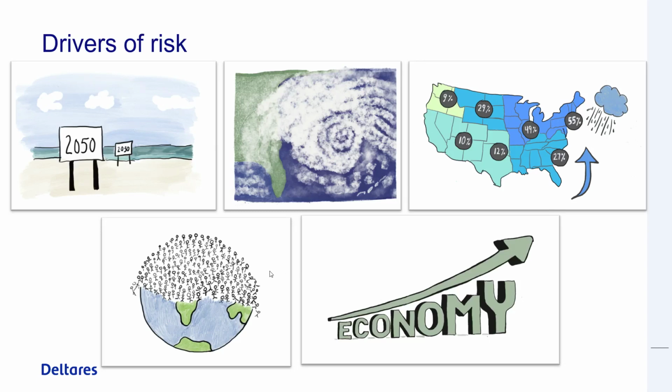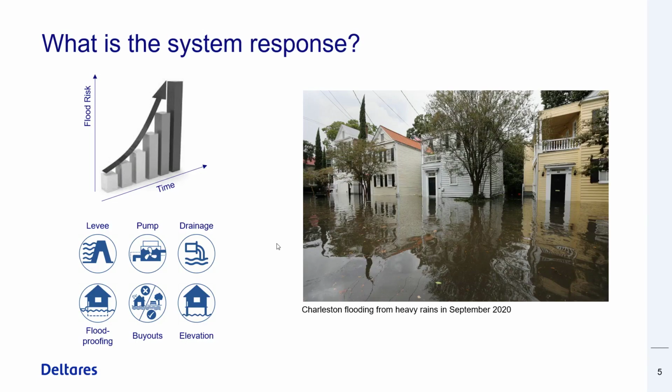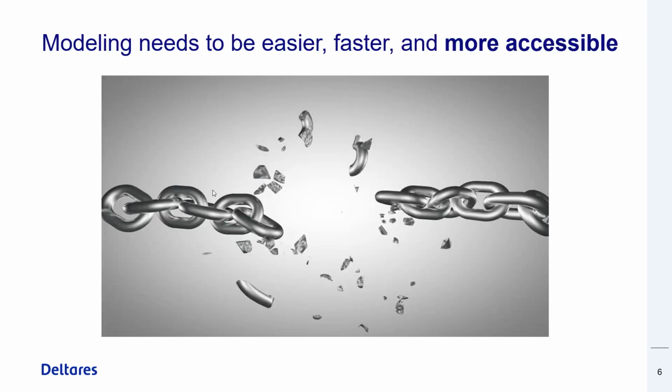And they can also be socioeconomic changes. Population growth is something that's being experienced in many urban communities, and also economic growth. All of these changes are having an influence on the flood risk in your community. And the question is, what is the system response to all of these different changes? How is your flood risk changing under these changing conditions? And also, how is it changing in response to the kind of actions you can take in your community?